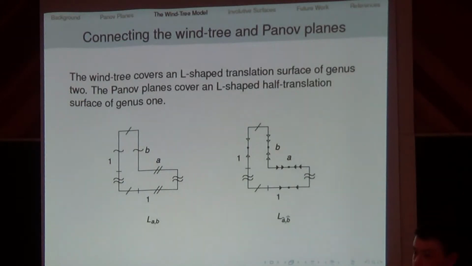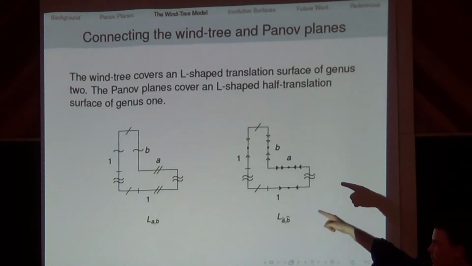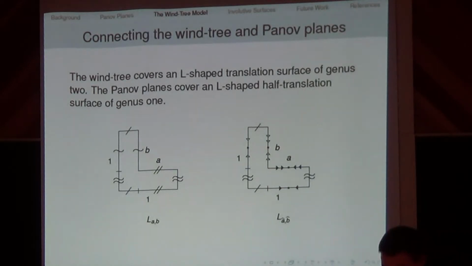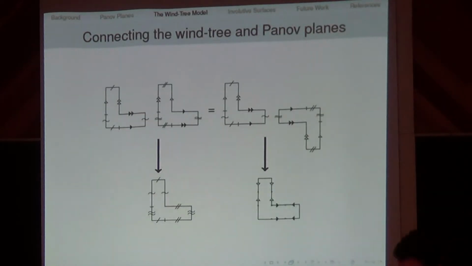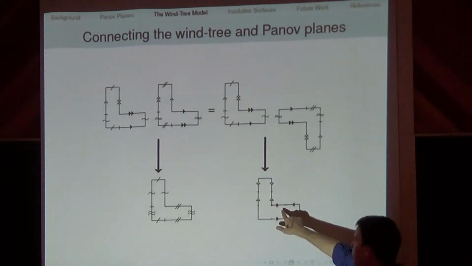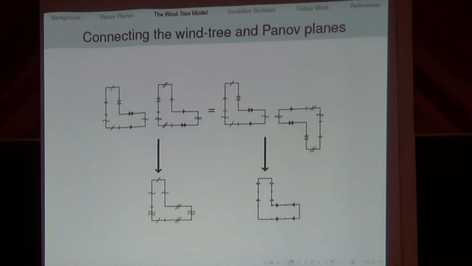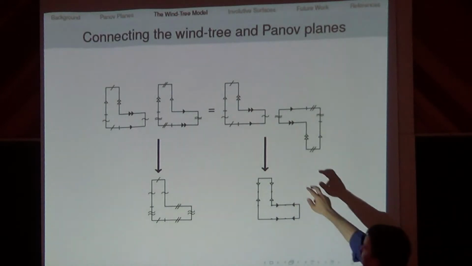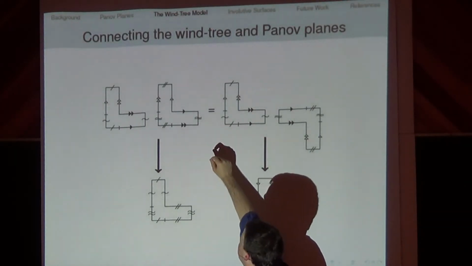So, yeah, this is genus 1, and that's, of course, genus 2. Okay, so the precise relationship between these two surfaces that are covered by the wind tree model and the Panov plane respectively is that they share a common double cover. So this surface up here is actually the orientation cover of this half-translation L. So every half-translation surface has a canonically associated translation double cover. And here I've represented this double cover in 2 different ways.